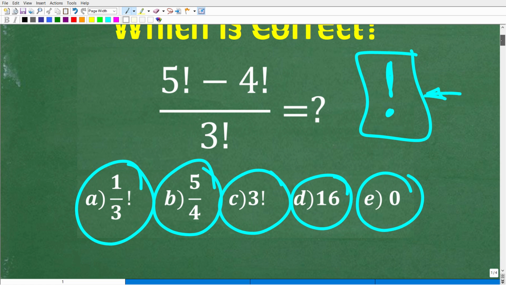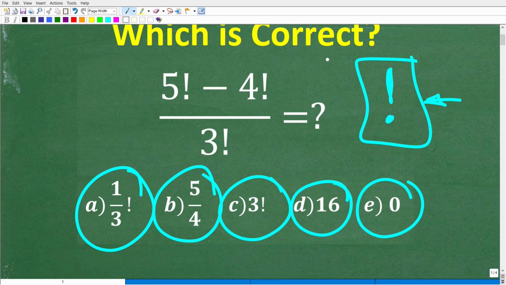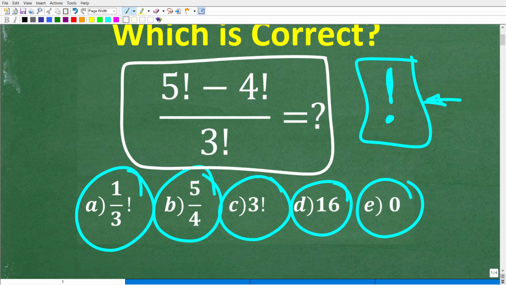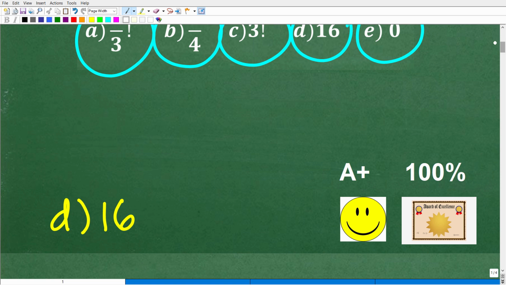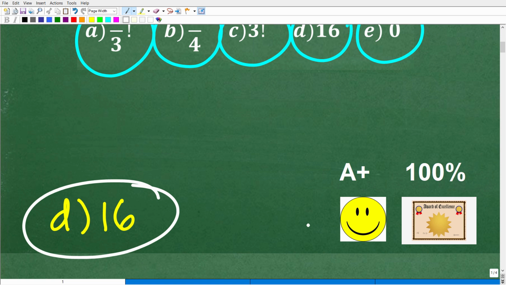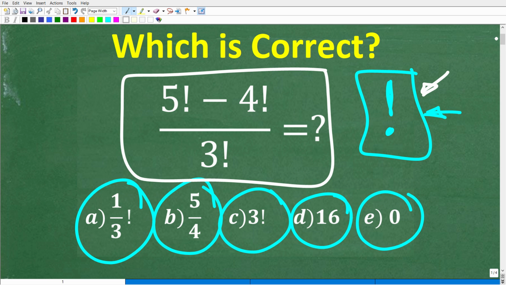All right, so what can this possibly mean? Well, it's hard to do this problem if you don't understand what this symbol is, but there are some pretty good numbers here for you to at least take a guess. But let's take a look at the right answer. The correct answer here is D, 16. All right, now if you got this right, you definitely get a happy face, an A plus, a 100%, and a certificate of excellence because you appear to be a certified professional expert in the area of factorials.